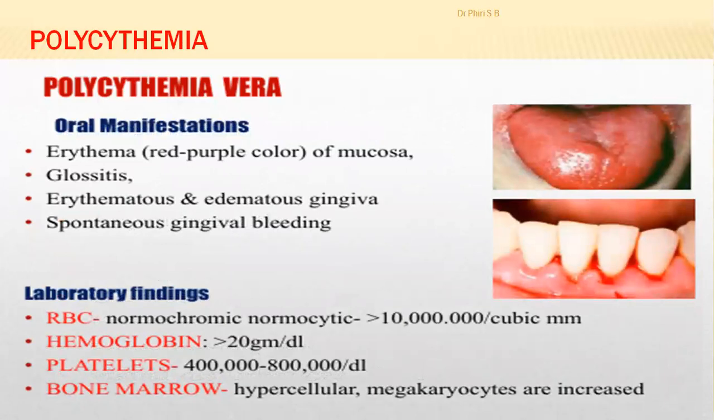Then you also have oral manifestations of polycythemia vera. In the oral manifestations, you're going to find erythema. Erythema is a red, purple color of the mucosa. Glossitis is the inflammation of the tongue. So you can see here some of the clinical signs. You have glossitis, inflammation of the tongue, and erythematous or edematous gingiva. So you can see inflammation of the gingiva. You have spontaneous gingival bleeding because of bleeding disorders that are also associated with polycythemia.